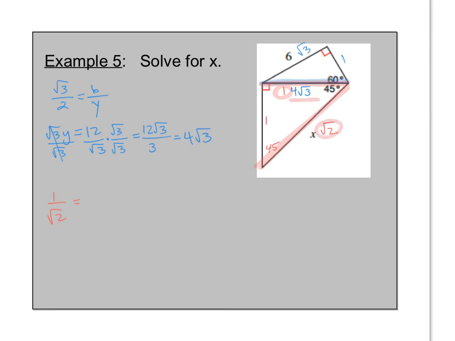And now I have the 4 root 3 and I want to find x. And so then I say equals 4 root 3 over x. Cross multiply, x times 1 is x. 4 root 3 times root 2 is 4 root 6. And 4 root 6 is x.